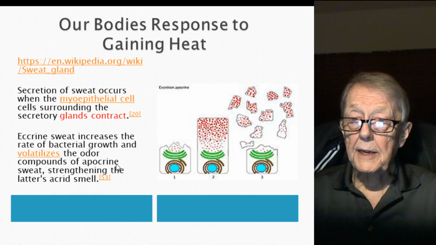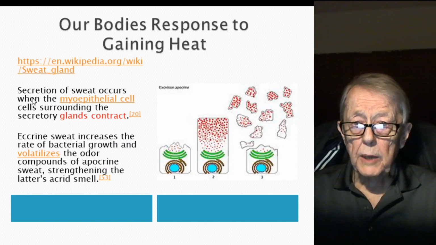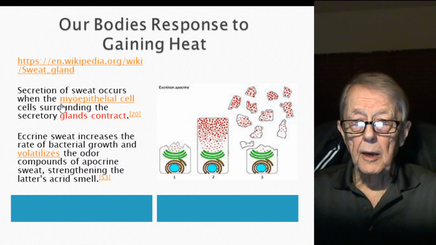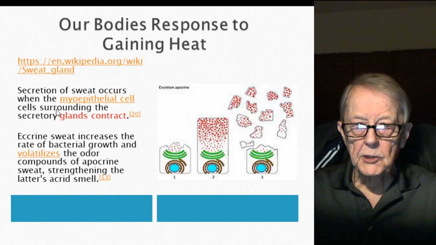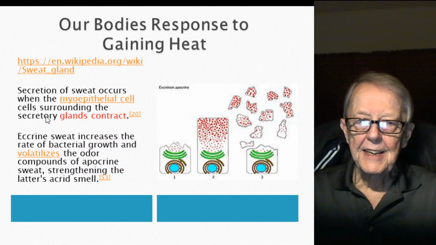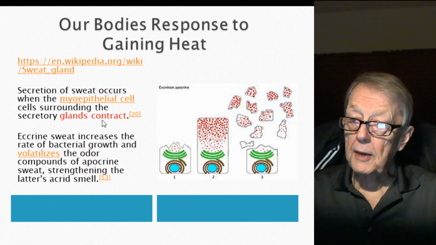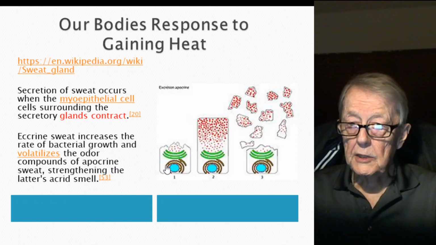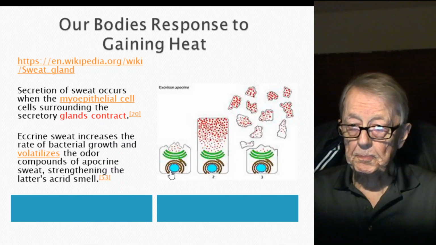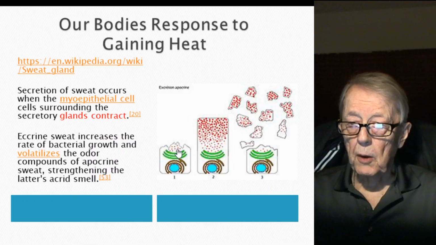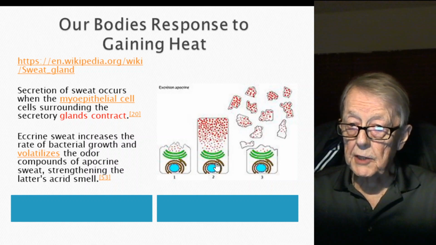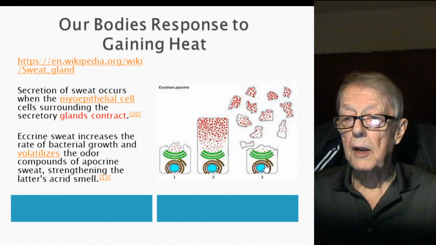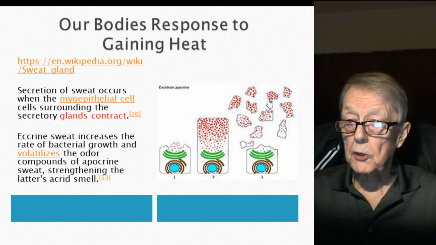Okay, a response to gaining heat that we discussed losing. Secretion of sweat occurs when the myoepithelial, boy, that's a word I don't say very well, these cells surrounding the secretion glands, they contract. Again, the brain sends signals to the cells. This is a picture of the cell under normal condition. There may be a small amount of perspiration there even under normal conditions. What happens when you gain too much heat and it wants to cool the body, it sends a strong signal to this muscle, contracting this, pushing more out, and eventually it can push so much out it vaporizes.